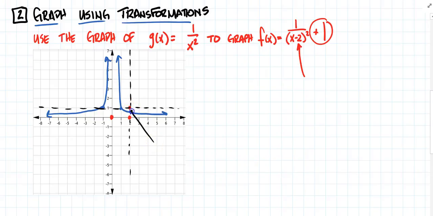So now if I consider that point like my new origin of 0, 0, I can then quickly make the sketch of what the graph should look like from here based off of the orange graph here. Okay? So the 1 over x squared has been transformed to the orange graph by moving 2 units to the right and 1 unit up.